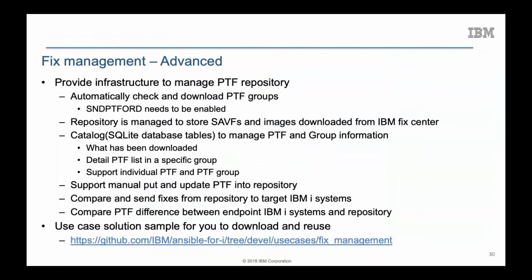Right now, the downloading of the fixes takes advantage of the send PTF order function, as of today. That is why we only support IBM as the fix repository today. The catalog used to record the fix information consists of a few SQLite database tables. The reason we don't use Db2 for i as the catalog is that in the future, this repository may be, well, just maybe, on other platforms or even in cloud storage.